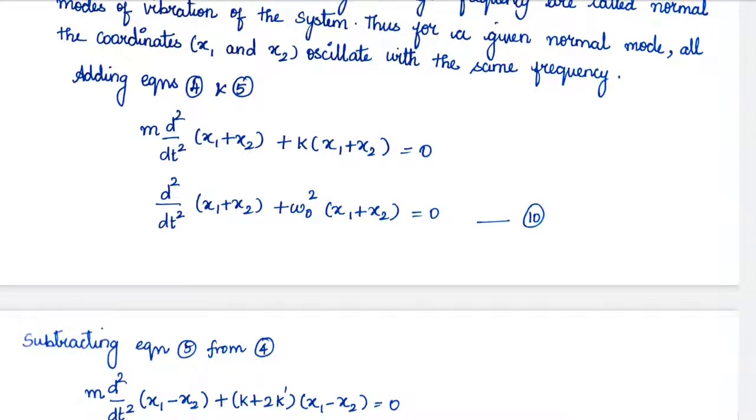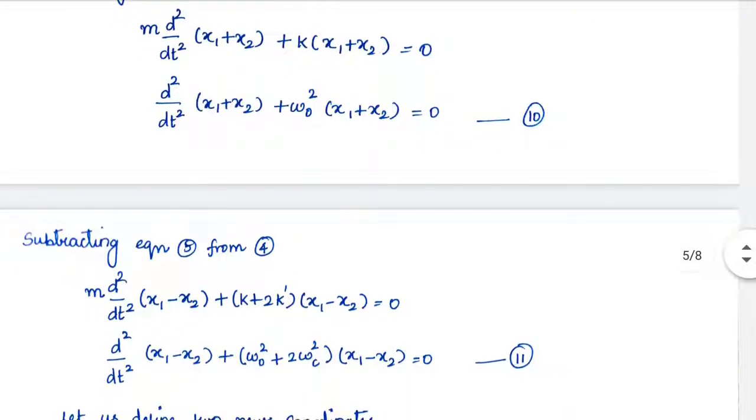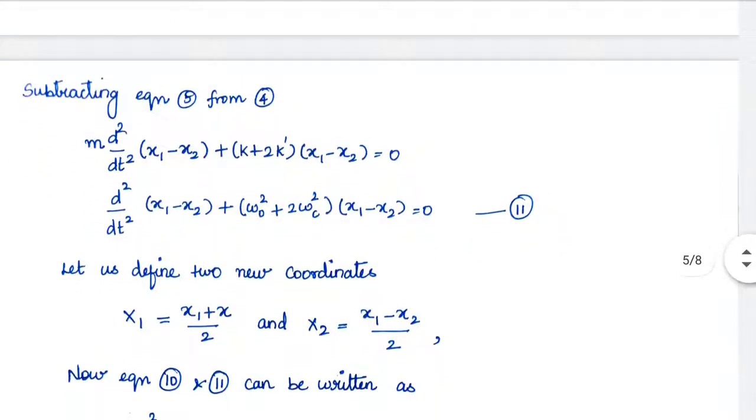Let's add equations 4 and 5 and see the result. When you add them, you get m d square by dt square of (x1 plus x2) plus k times (x1 plus x2) equal to 0. Dividing by m, you get d square by dt square of (x1 plus x2) plus k by m, which is replaced by omega naught square, times (x1 plus x2), equal to 0. In the same way, subtract equation 5 from 4. You get m d square by dt square of (x1 minus x2) plus (k plus 2k prime) times (x1 minus x2) equal to 0. Again dividing by m, you get d square by dt square of (x1 minus x2) plus (k by m plus 2k prime by m), which we have replaced by omega naught square plus 2 omega c square, times (x1 minus x2), equal to 0.